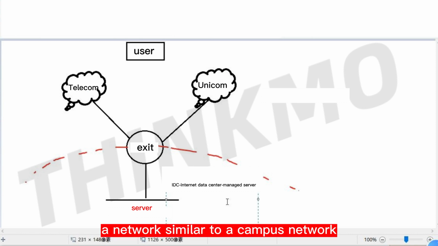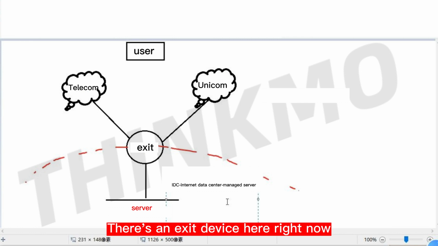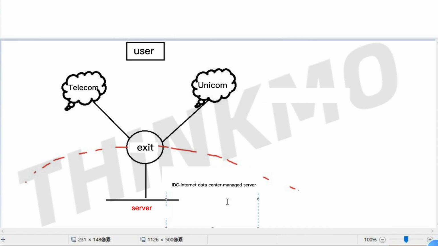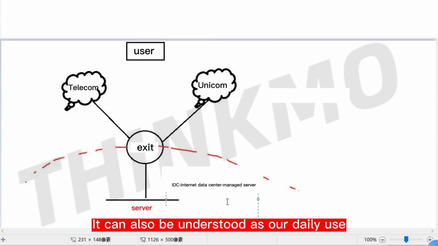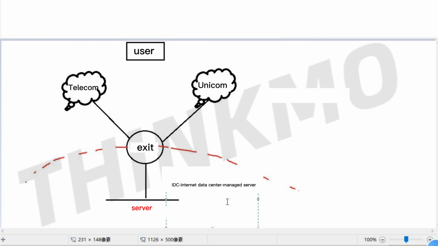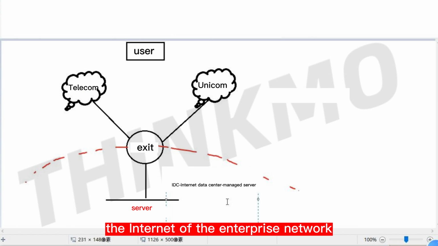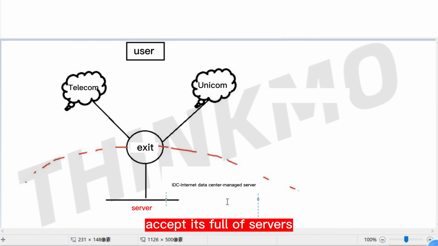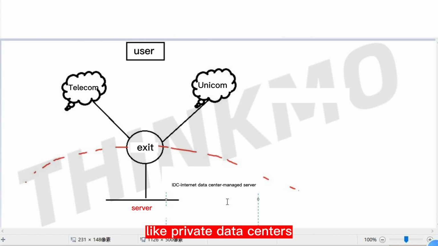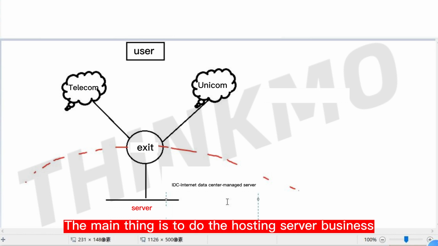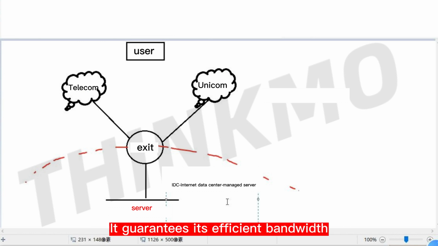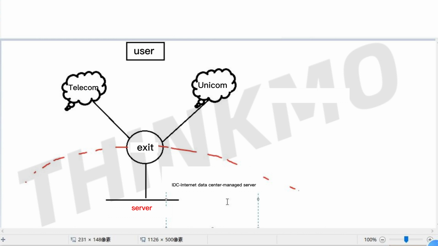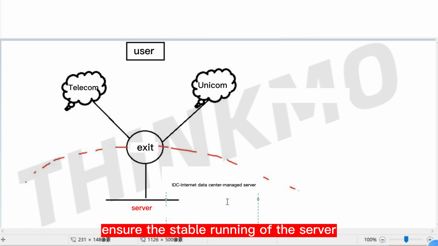Let's say this picture is an IDC, a network similar to a campus network. There's an exit device here. The exit device inside is the IDC's. It can also be understood as the intranet of an enterprise network, except it's full of servers, like a private data center. The main thing is the server hosting business. It has all of the company's servers, guarantees efficient bandwidth, and ensures the stable running of the servers.